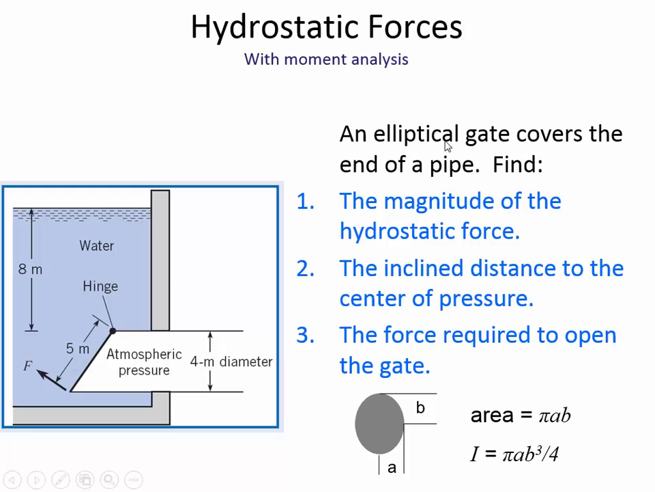You're going to have to go through the same process as we've gone through before. Find the location of the centroid, then find the depth to the centroid, delta H. Find the pressure at the centroid, P bar. And then find the force, F, by multiplying the pressure at the centroid, P bar, by the area. That'll tell you the magnitude of the force. And then to find the location of the center of pressure, the location of the force that's acting on this gate, you're going to have to find the Y bar in order to calculate YCP.